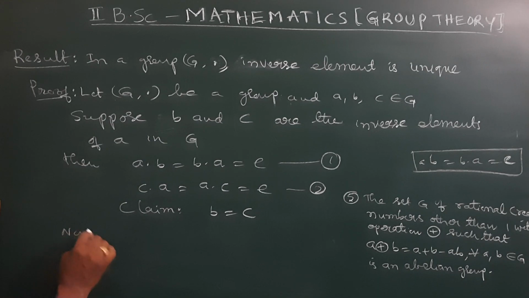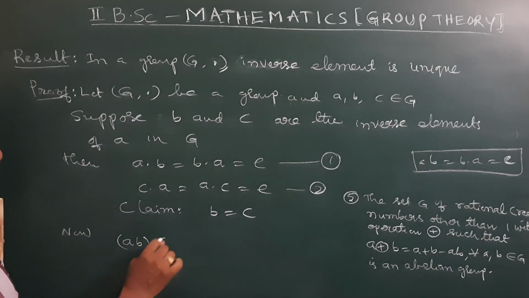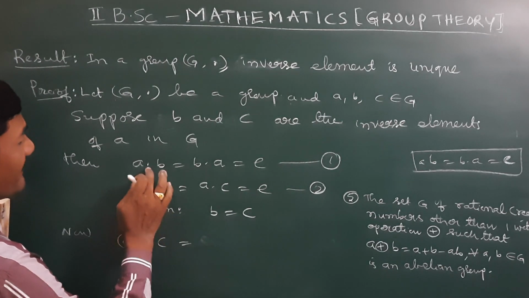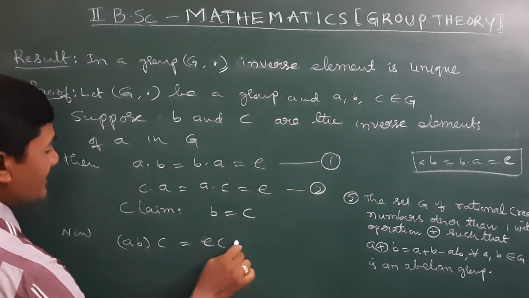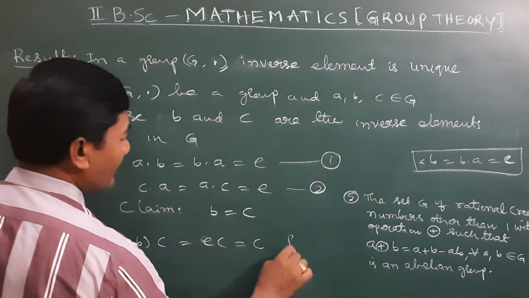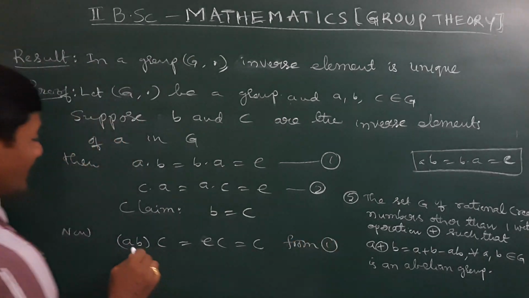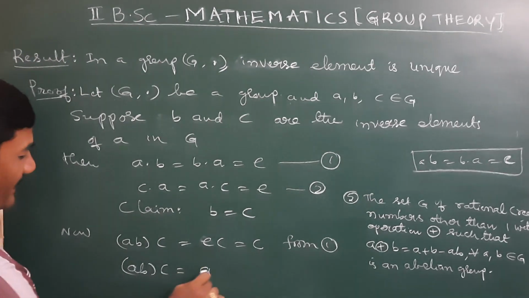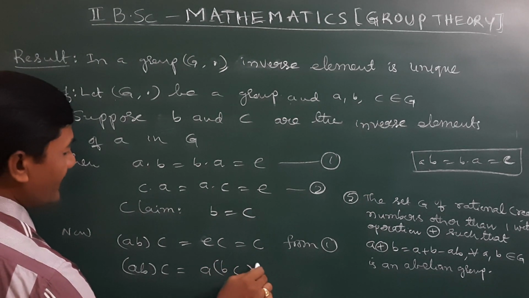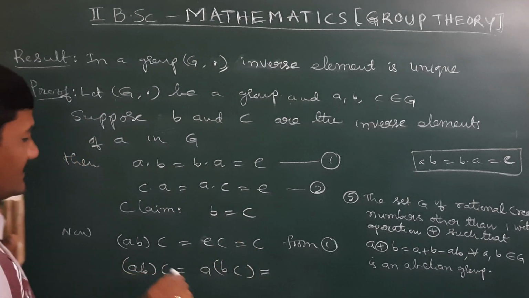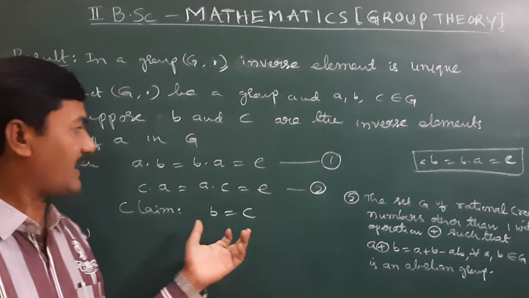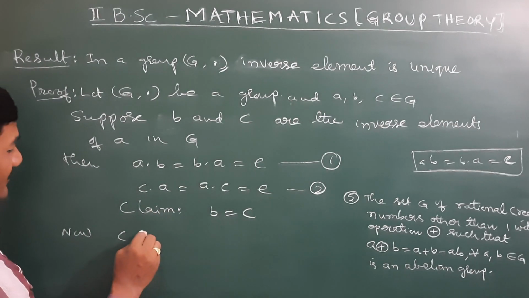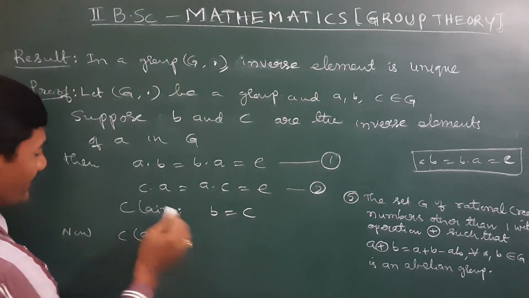Now (AB) into C equals (AB) into C. What is AB from 1? AB means E into C, which is equal to C only. Here from 1 only. Another is again (AB) into C equals, by the associative property, A into (BC). So now we can prove that this is just the rearrangement of the elements. Now we can prove that C into (AB), just rearranging the previous one.